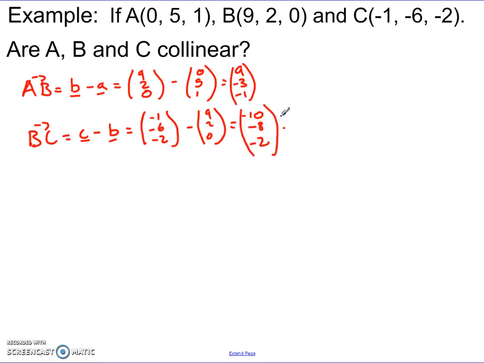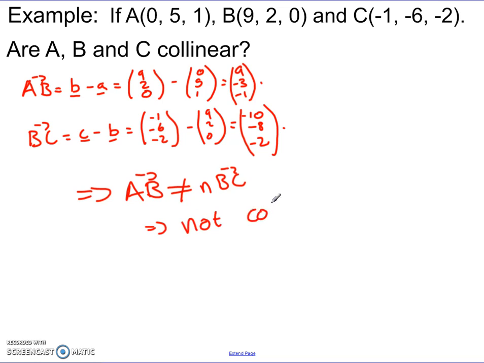Now, this one here is not a scalar multiple of that, and vice versa. So AB does not equal a scalar multiple of BC. Therefore, they're not collinear. All 3 points in this system do not lie on the same line. They didn't follow the rule of parallel vectors with a common point.